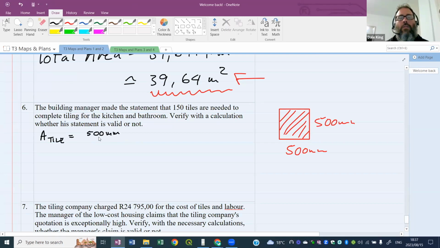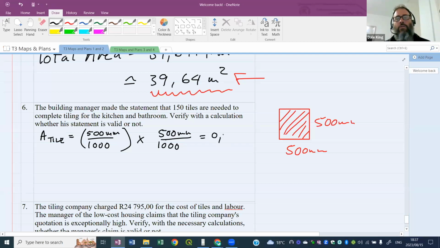We divide by 1,000. Yes, we divide by 1,000. So 500 divided by 1,000 is going to give us our one dimension in meters. Then we're going to multiply that by the other dimension, which is 500 divided by 1,000. It's going to be 0.5. So 0.5 times 0.5.